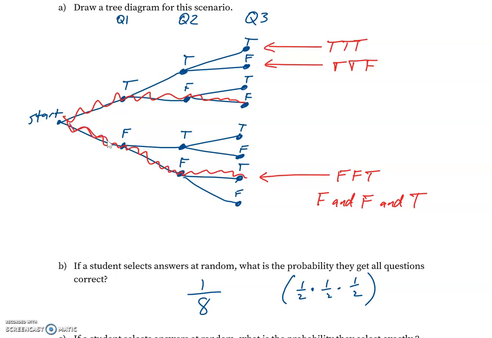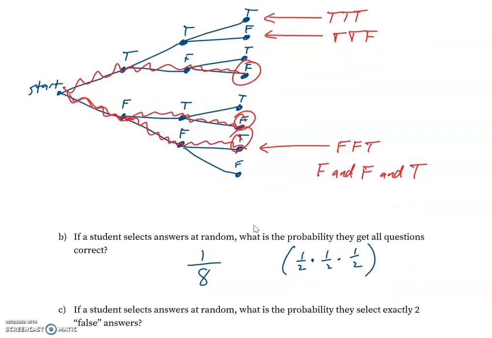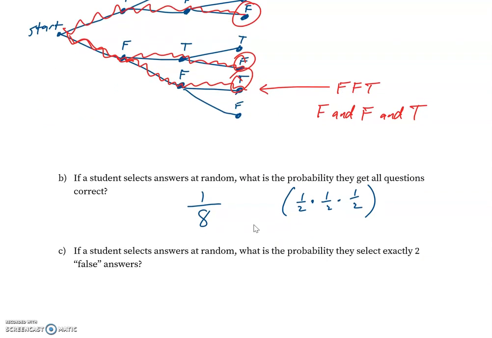We could also say, okay, if I went to false, I could answer true, but then I would have to answer false, so I get my second one in there. So there's 3 different places we could end where we had exactly two false answers along the way. So that would be 3 paths out of the 8 possible where we get exactly 2 false answers, meaning we also have exactly 1 true answer.